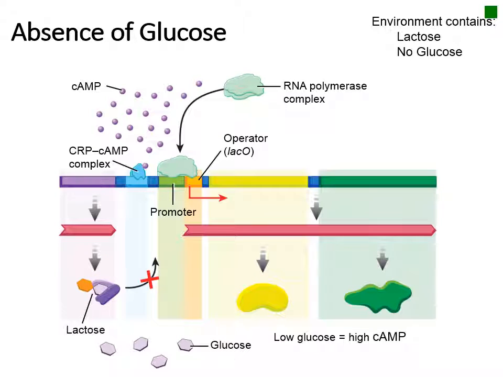In the absence of glucose, cyclic AMP levels increase to a high level. CRP binds to cyclic AMP, changing its shape and allowing it to bind to the DNA. This recruits RNA polymerase, resulting in very high levels of transcription and lots of final protein produced. In this scenario, there is low glucose and high lactose levels. However, if lactose was not present, the repressor protein would still be bound to the operator and the lactose operon would not be transcribed, even in the presence of the cyclic AMP CRP complex.